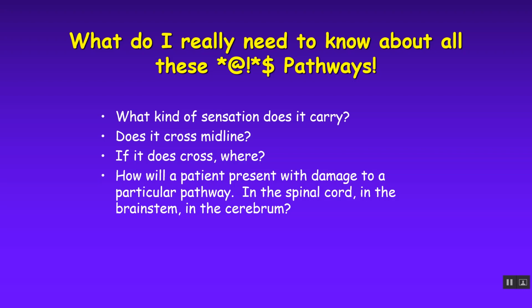If it does cross, where does it cross? Does it cross in the spinal cord or does it cross in the brainstem? Those are the two main areas it's going to cross, either in the spinal cord or brainstem. And then how will a patient present if they have damage to that pathway?